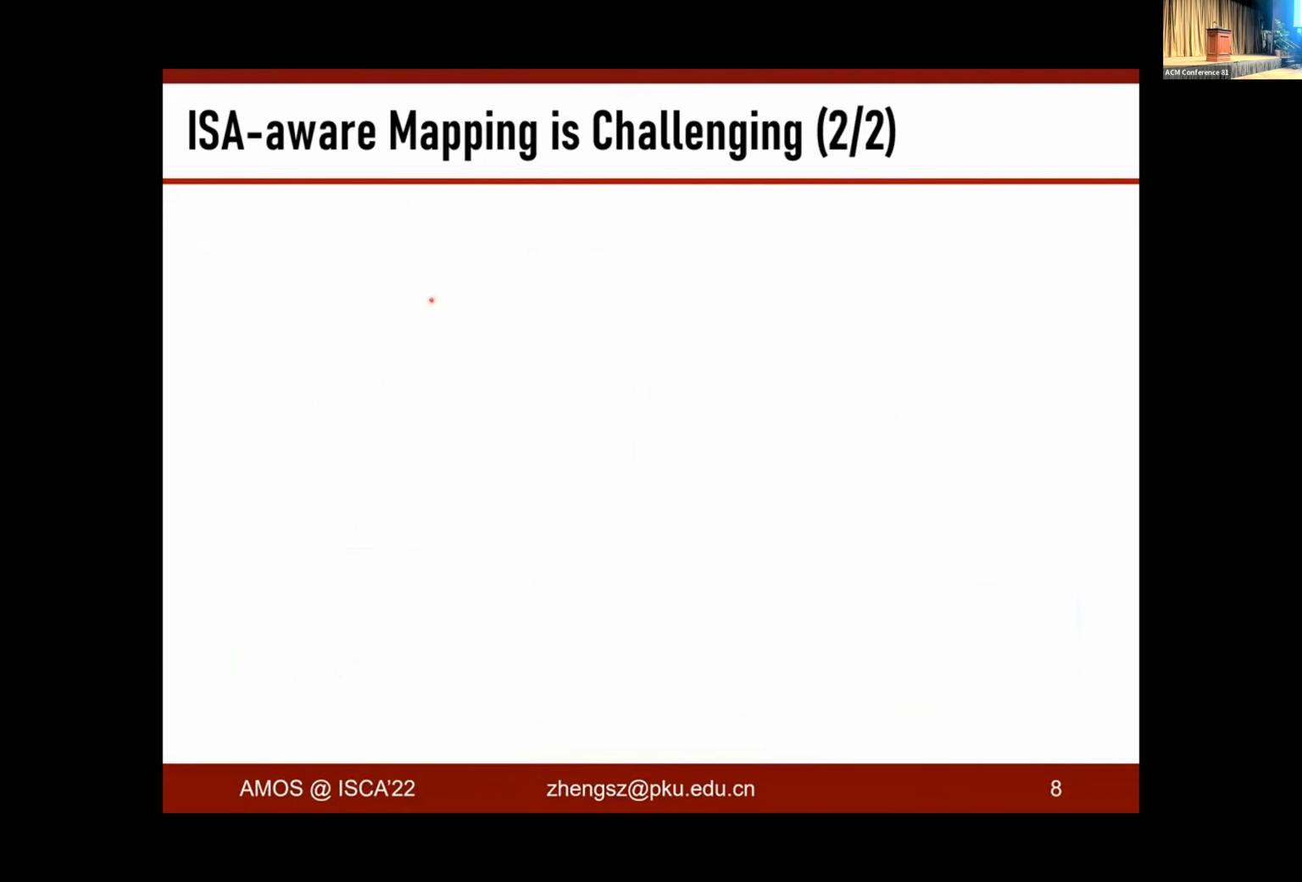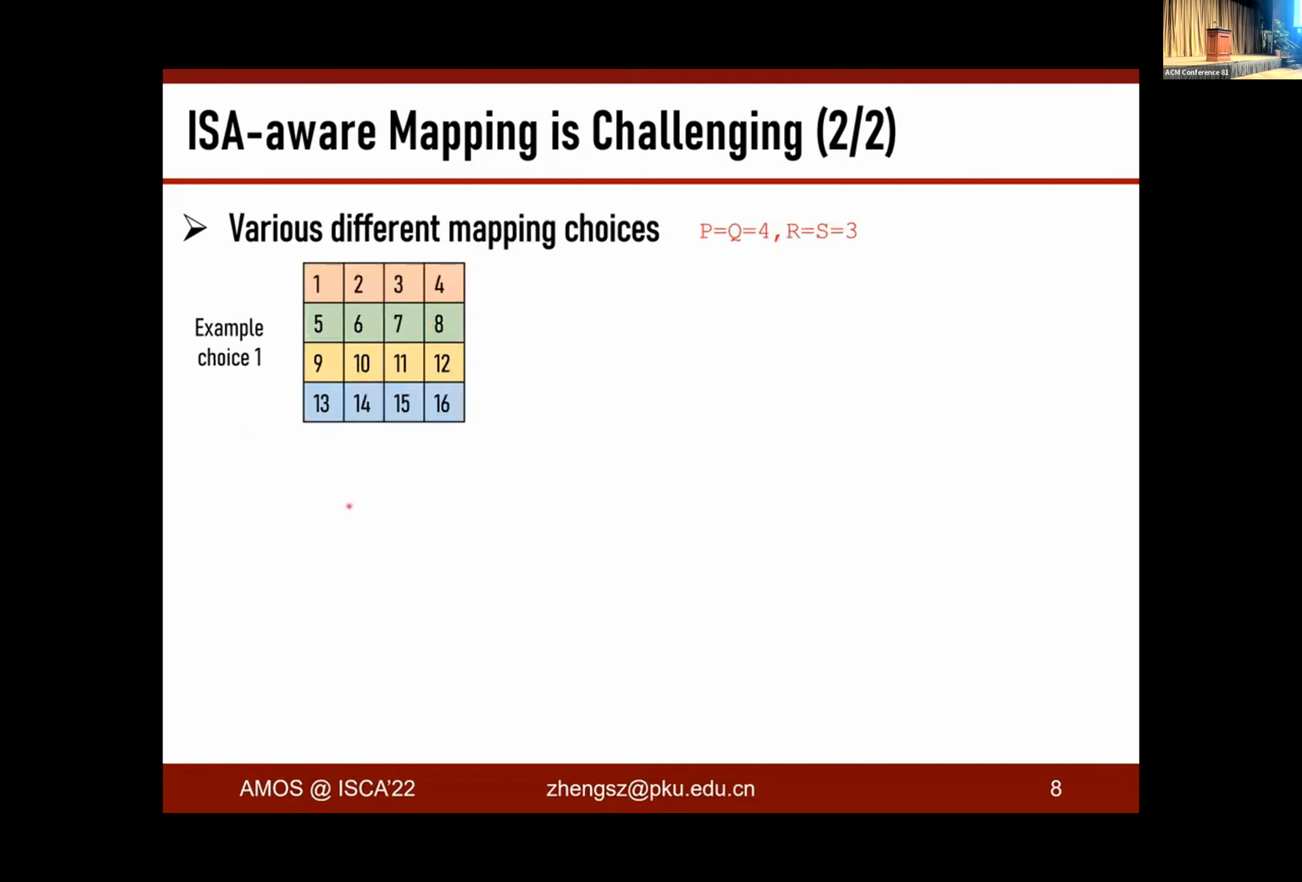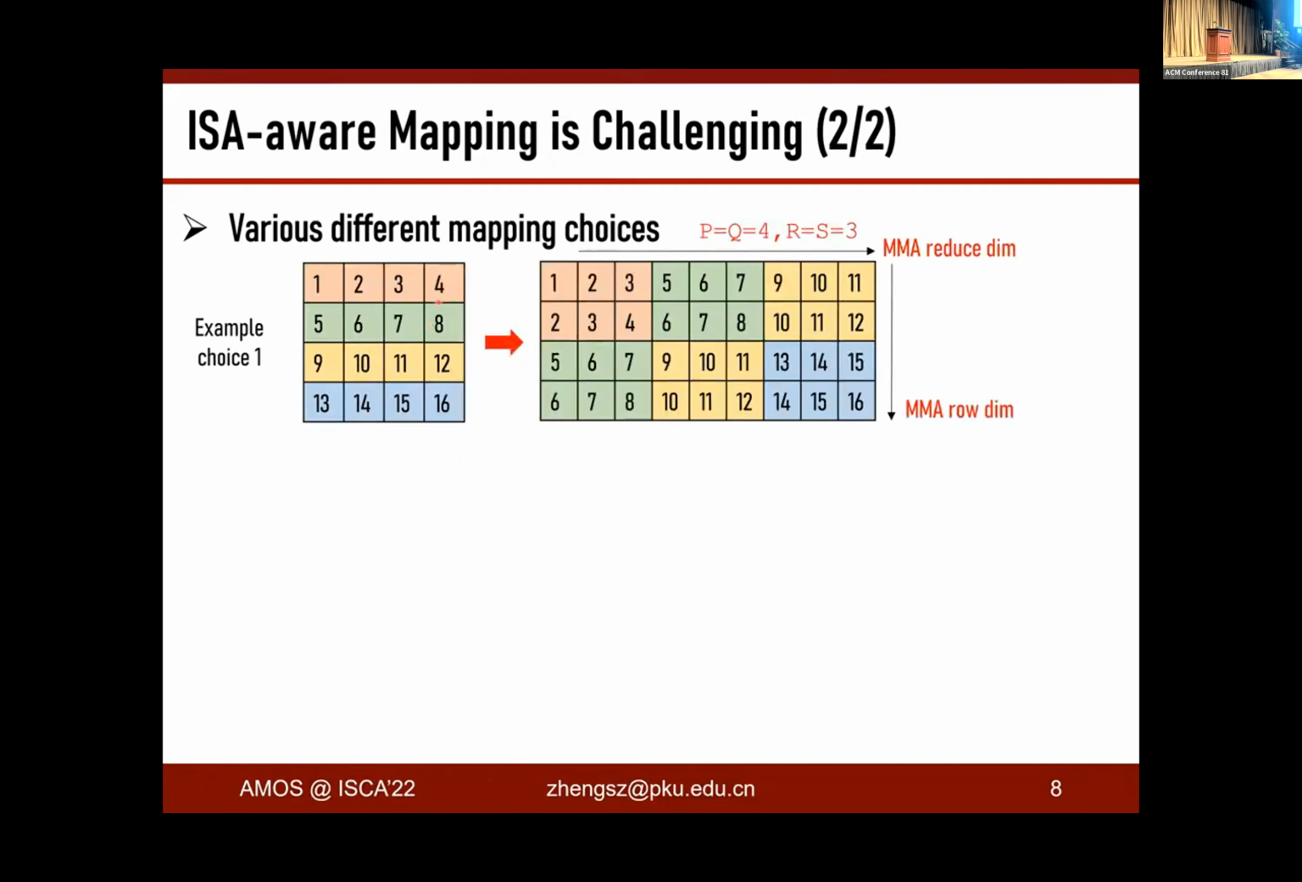Second, there can be various choices about how to map software to intrinsic. The complete mapping space is intractable and it's hard to tell which mapping can bring the best performance. For example, here we list two choices to map a 2D convolution to Tensor Core. The first choice unpacks the original input image so that the pixels in a sliding window can be put in one row. And the unpacked image becomes a large matrix, which can be mapped to Tensor Core for matrix multiplication. This mapping is known as image-to-column transformation.